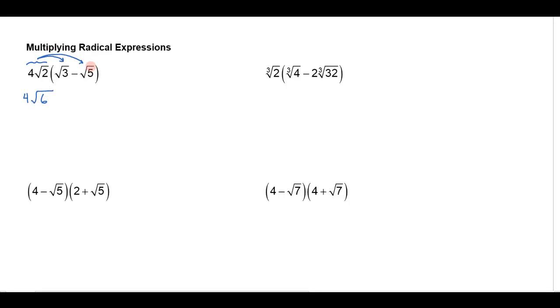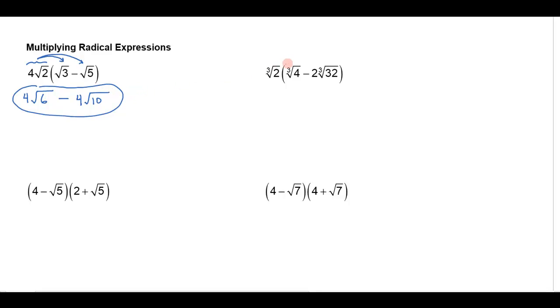And then I'll have 4 square roots of 2. I'll distribute over the minus sign: 4 square roots of 2 times the square root of 5. That'll be 4 times the square root of 2 times the square root of 5. So the square root of 2 times the square root of 5, I can again put under a single radical as the square root of 10. And so that's the expression I'd get when I distribute the 4 square roots of 2 to this other factor.